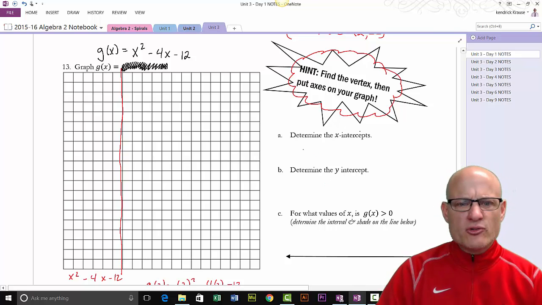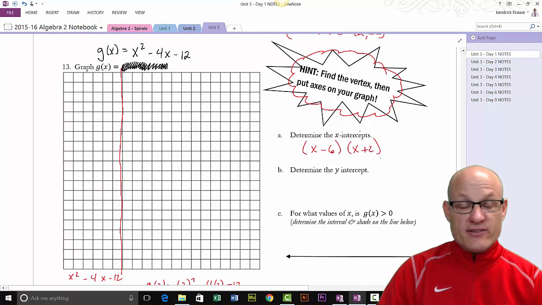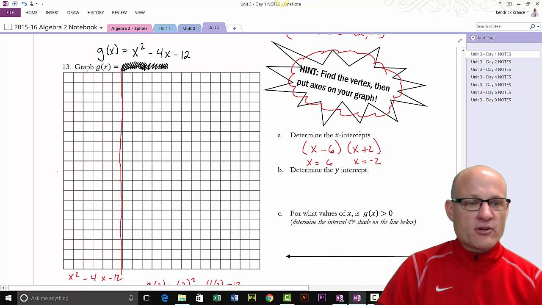I might want to find my roots too. Let me do that real quick. x minus 6, x plus 2. That's the factoring of this thing. So my roots are x equals 6 and x equals negative 2. So that's okay. This graph will do that. But I want to put my y-axis way up here because I got to get to negative 16 for my vertex.